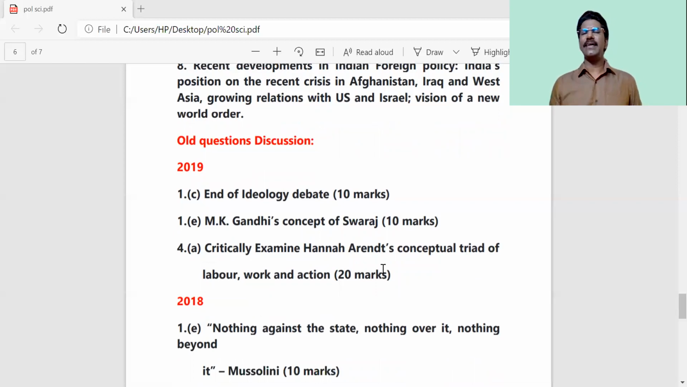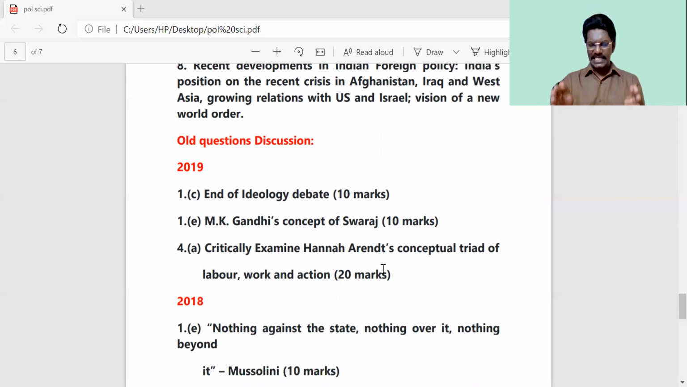Then the next question, go to section A, last part, 4A. Critically examine Hannah Arendt's conceptual triad of labor, work and action. Actually, normally this kind of thing a teacher won't discuss anywhere inside India, any political science optional teacher in India. But why did UPSC ask this in 2019?